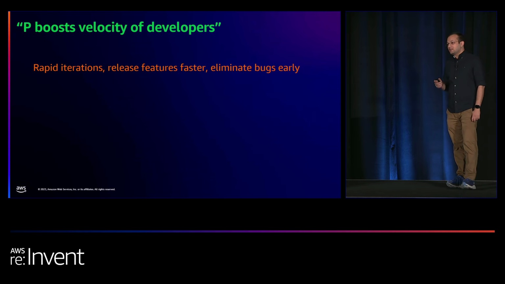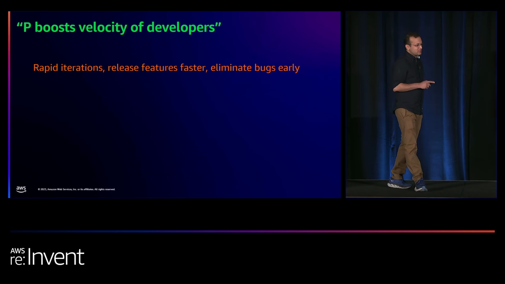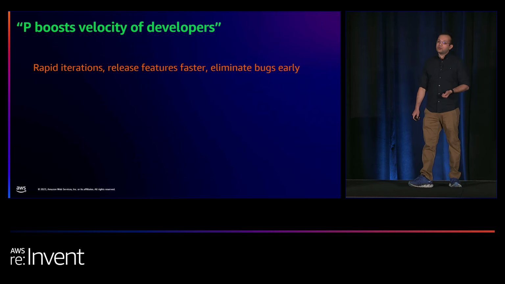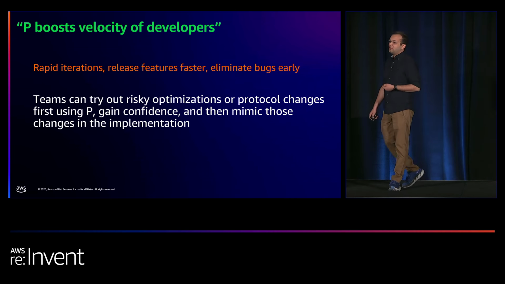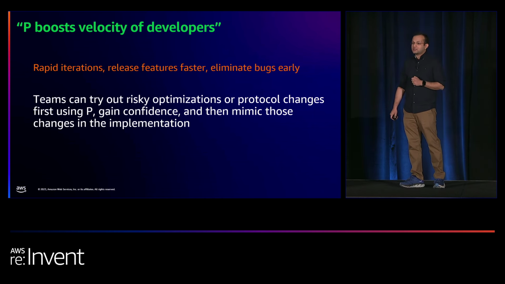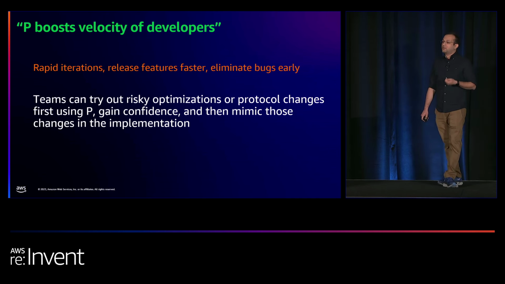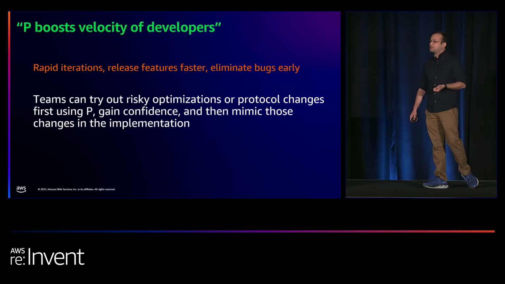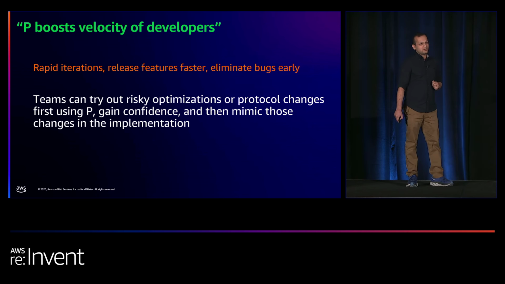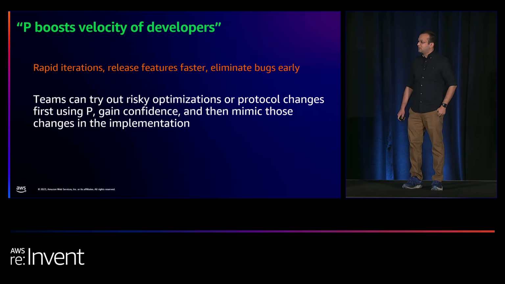But the key lesson here is that the first two lessons lead to an overall boost in the velocity of developers when they're trying to build complicated distributed systems, because now you can iterate through your design faster. You can try out riskier optimizations that you would normally not try because there is no good way of testing them. But now that you have P, a strong validation methodology, you can try out these risky optimizations at design time, gain confidence in their correctness, and then move on to implementation. Okay? So that's the last key lesson that we learned when you integrate P in your development process.